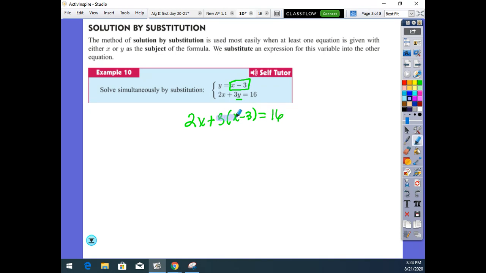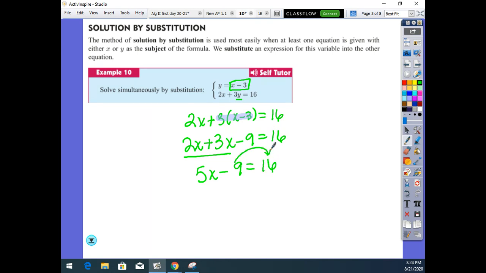First, we always need to distribute and get rid of our parentheses. Combine like terms on each side. Now I need to move the constant 9 over to the other side, so I'm going to add it to both sides. So I have my variable on one side and my constants on the other. Divide by 5, and I get my x solution to be 5.